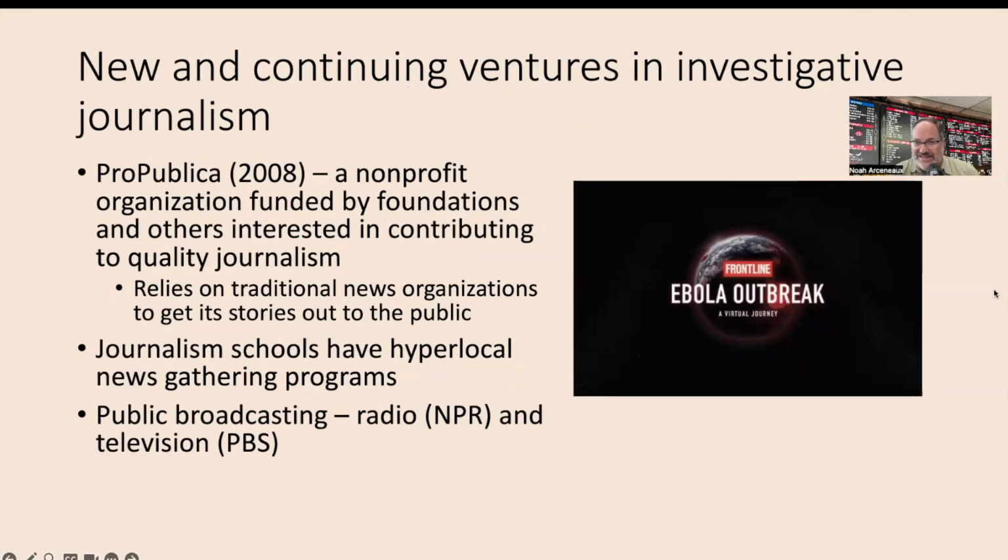Now we have new and continuing ventures in investigative journalism. The textbook also talks about ProPublica, a nonprofit organization, which is funded by different foundations interested in contributing to quality journalism. And there's a whole bunch of these, a whole bunch of nonprofit ways of supporting good quality journalism because of the decline in advertising and the decline in newspaper circulation and other economic challenges. Media outlets are finding it harder to survive, so people are trying to find new models, maybe even nonprofit models.